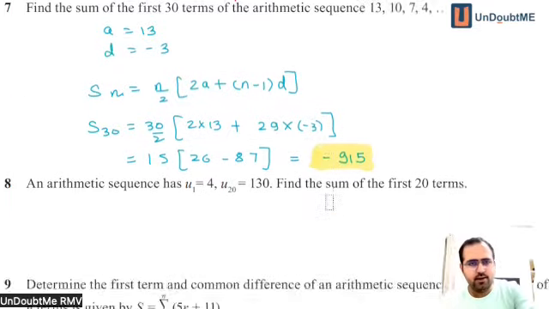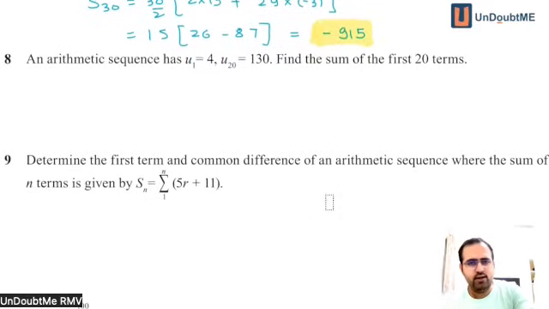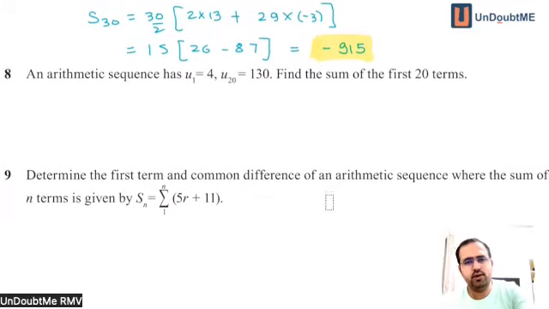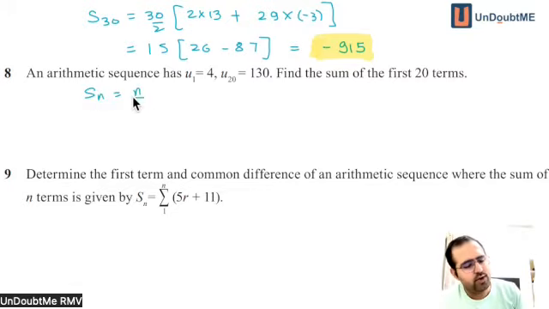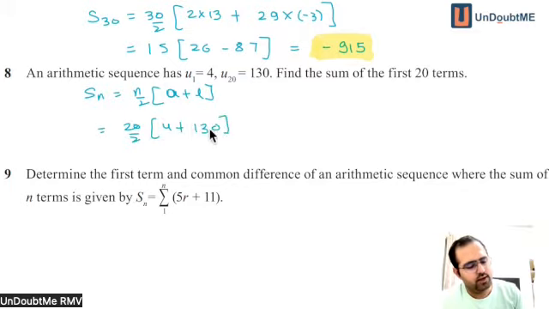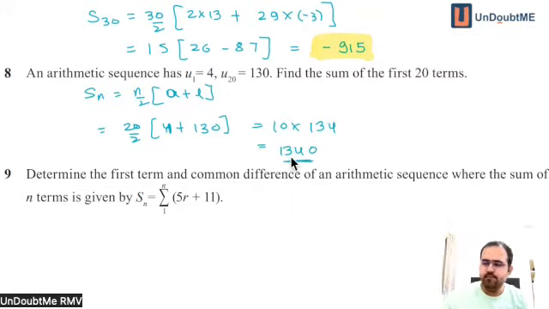Okay. Next question. An arithmetic sequence has u1 and u20; find the sum of the first 20 terms. This question can be done pretty much directly. We will be using that second formula. Sn is equal to n by 2 times (a plus l), first term plus last term. So S20 will be equal to 20 by 2 times (4 plus 130). So 10 times 134. That's 1340.